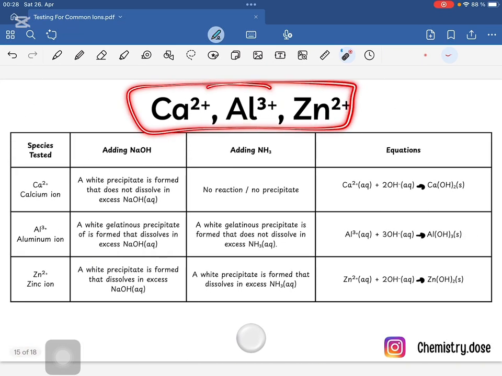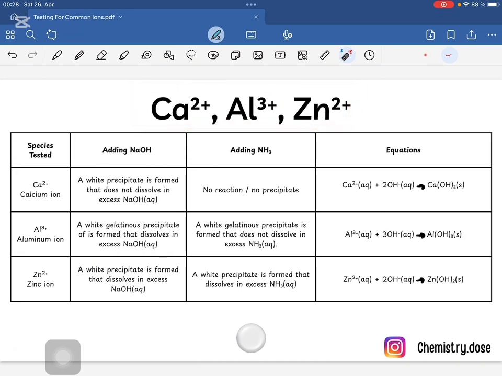Going over the Ca2+, Al3+, and Zn2+. Now, what's confusing about them is that they all give a white precipitate, and you have to be careful with these ions. Now, we start with the Ca2+. One way to identify which white precipitate it is by knowing if it dissolves in excess NaOH or not, or if it dissolves in excess ammonia, NH3 aqueous, or not.